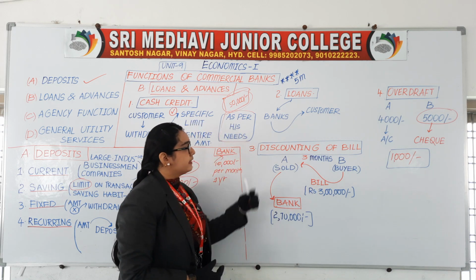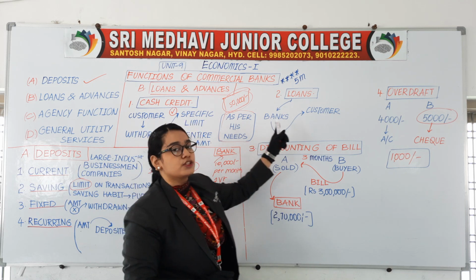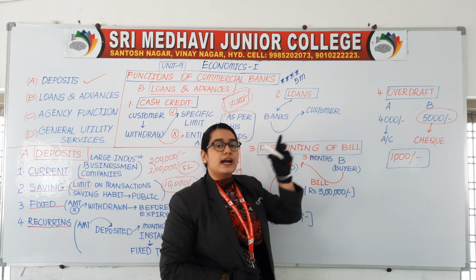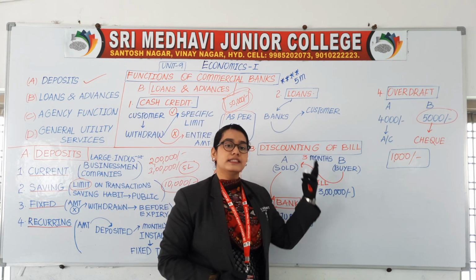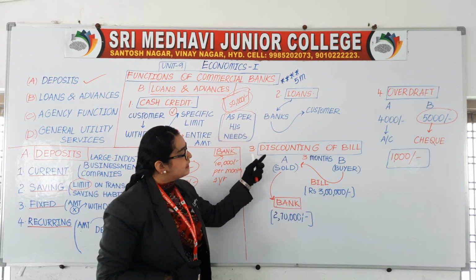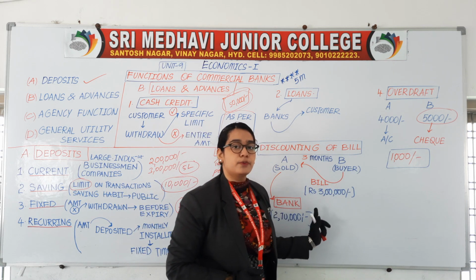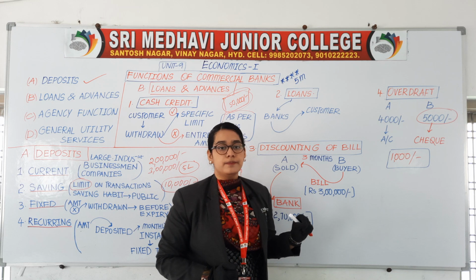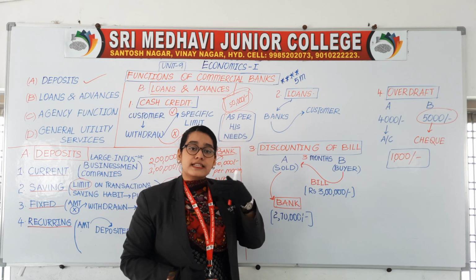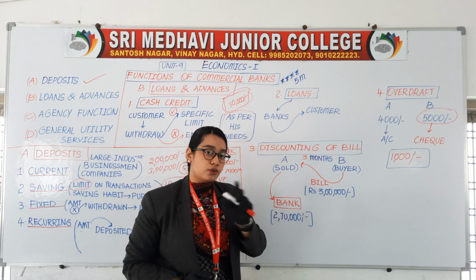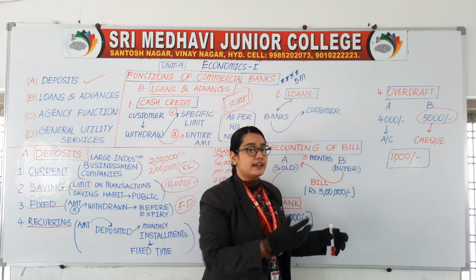Coming to the second point, that is loans. This is very easy. Loans are given by banks to the customer. A specific amount is given by banks to the customer, which is called a loan. Coming to the third one, discounting of bills. The third and fourth points are very important. It can be asked as a 2 marks question. This is important for economics as well as for your commerce. In your commerce subject you will find these 2 points. So please listen carefully and understand.